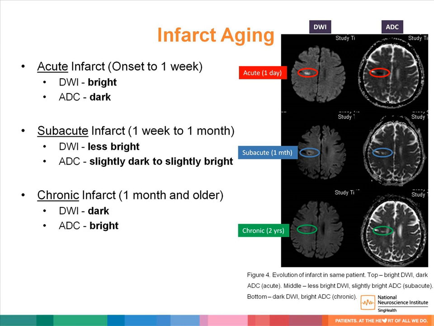In chronic infarcts, gliosis sets in. Water now diffuses more freely compared to within surrounding tissue, and the greater signal loss leads to hypointensity on the DWI. The high diffusion values show up as hyperintensity on ADC.